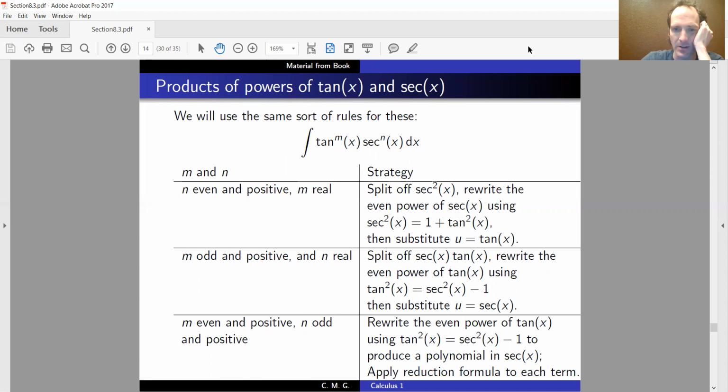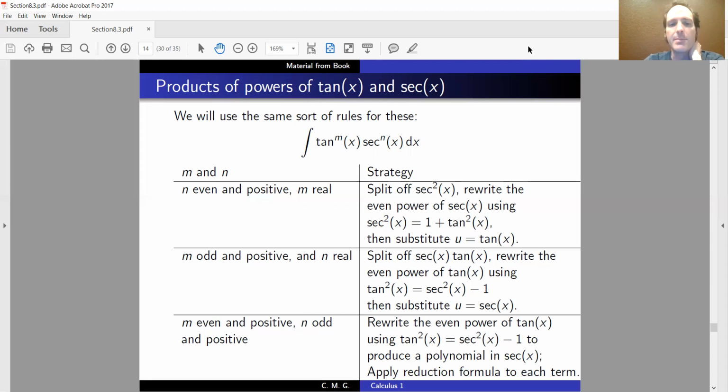Okay. Same sort of deal if I've got an odd number. So if tangent is raised to an odd number and n is any number bigger than 1, I'm going to peel off a secant and a tangent. So peeling off a secant and a tangent, I can rewrite the even power of tangent now using the same sort of identity. This time it's tangent squared equals secant squared minus 1. Just solve the previous one for tangent squared. And then I substitute u equals secant x, because the derivative of secant is secant tangent, which I have as one of the things I split off. So when I do that u substitution, I'll have the derivative of it in there. And so I'm allowed to do that.